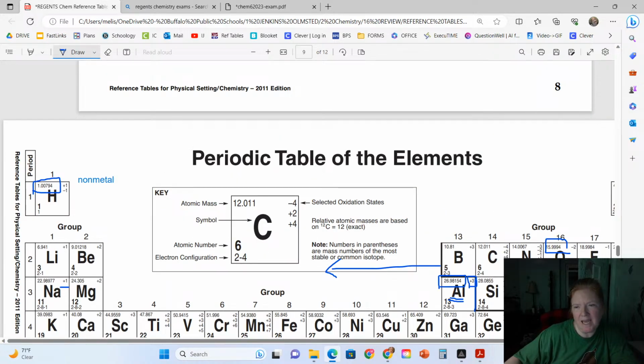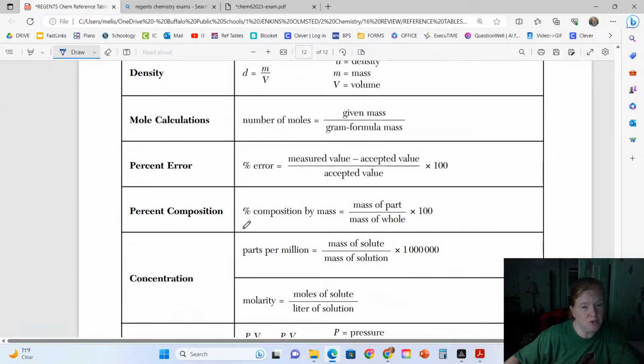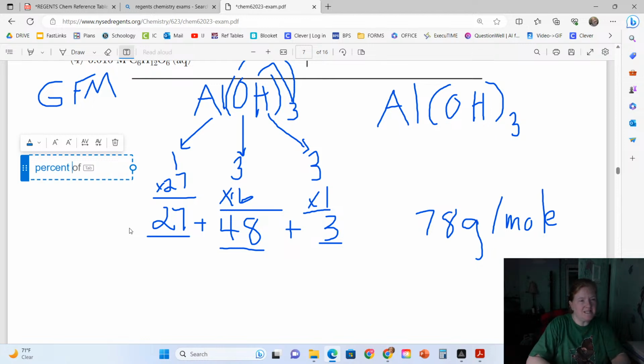What they like to ask also is percent composition. So do you see this? Mass of part over mass of whole times 100. So if they said, what is the percent composition by mass of oxygen?